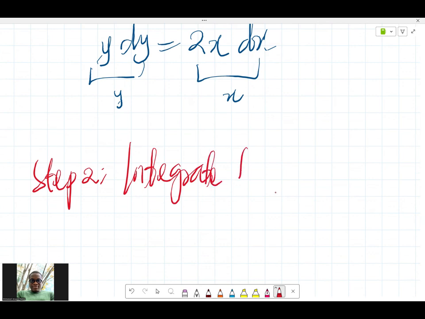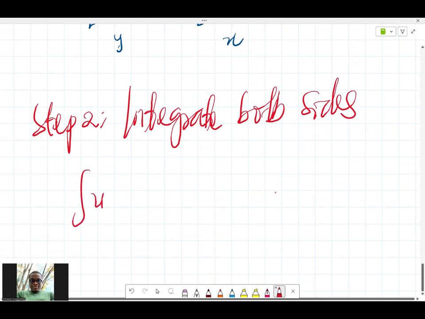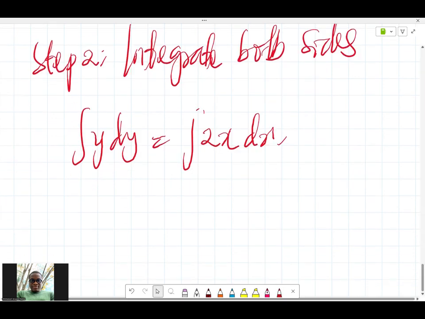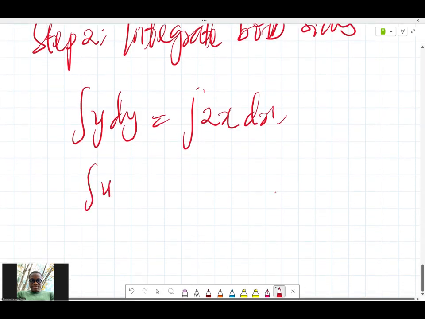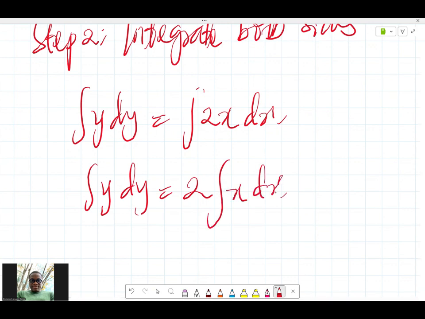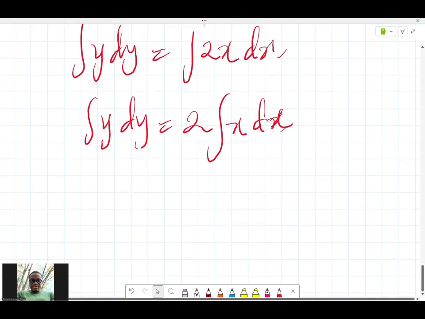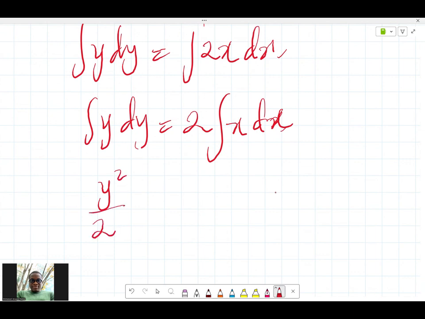To integrate both sides, you have the integral of y dy equals the integral of 2x dx. So we have the integral of y dy equals 2 times the integral of x dx, just a nice step to take. If you integrate y with respect to y, you get y squared divided by 2, and this is equal to 2 times x squared divided by 2.